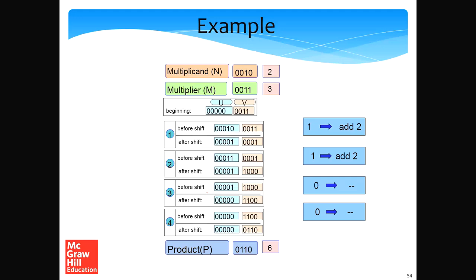So let's consider an example. Nothing is clear without an example, so it has to be considered. Let us assume that the multiplicand is the number 2, 0, 0, 1, 0. The multiplier m is the number 3, which is 0, 0, 1, 1. And we have a 4-bit number system. At the beginning, the register V contains the multiplier, which is 0, 0, 1, 1, and U contains 4 plus 1, 5 zeros, just to take care of overflows.